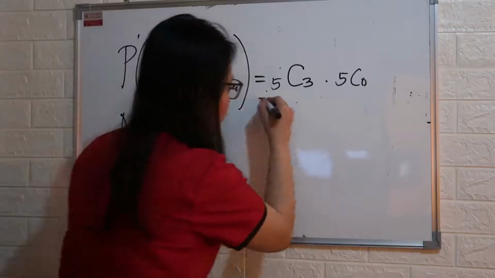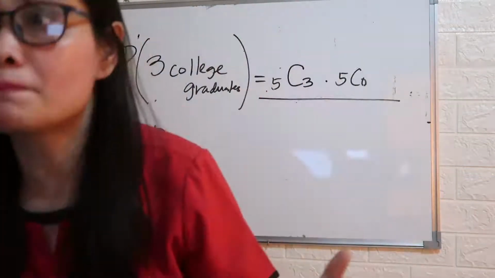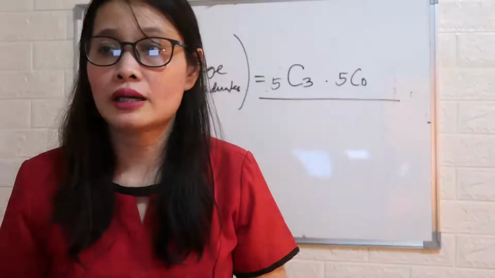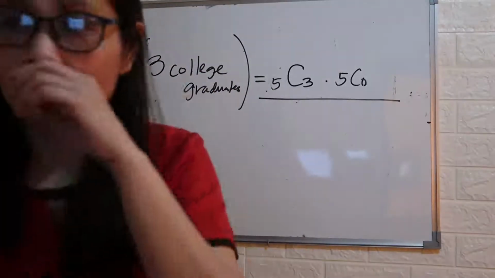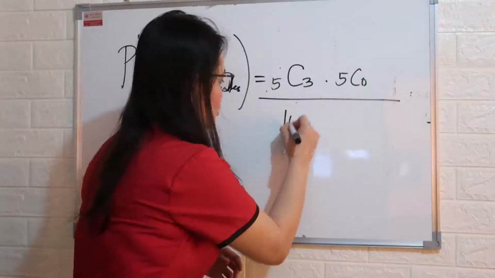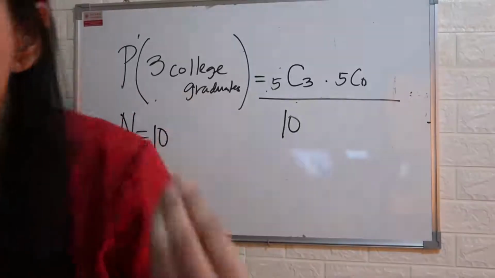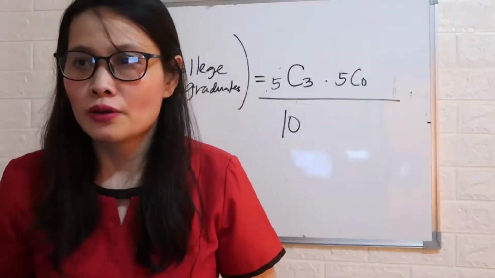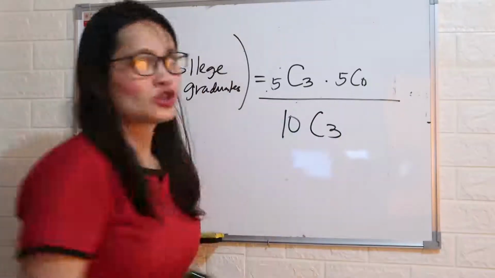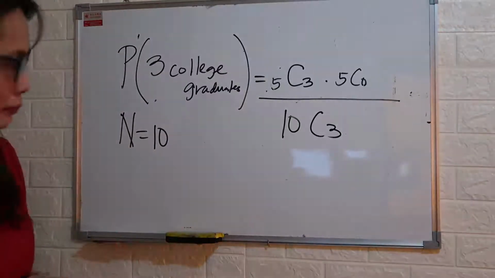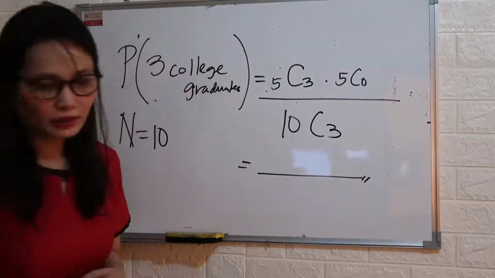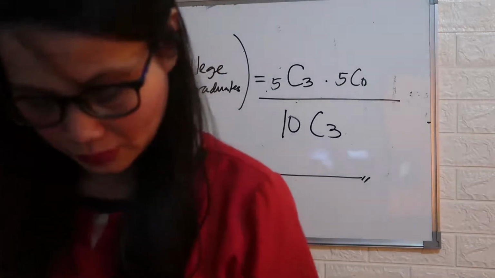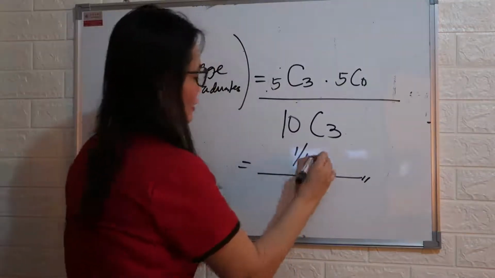All over the totality, how many people? 10. From that 10 people, we need to select how many applicants? 3. Okay, 3. So that is hypergeometric. So what will be the answer? It's 1 over 12. Okay, very good. 1 over 12.